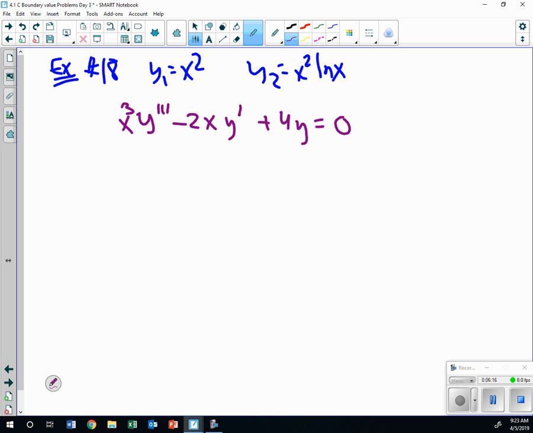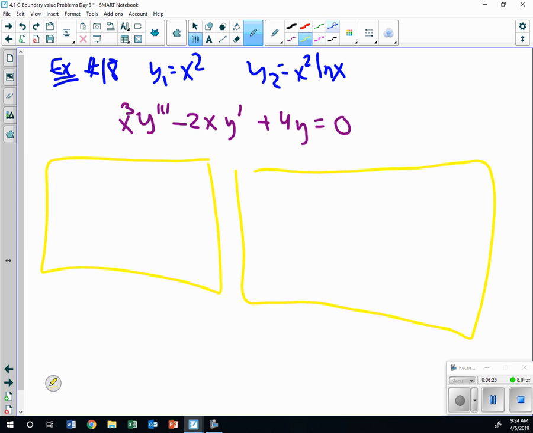So here's what I'm going to do. I'm going to break this into two parts, here and here, and I'm going to have you take y1. Let's have this side of the room. You're going to do y1 equals x squared. Take the derivatives.